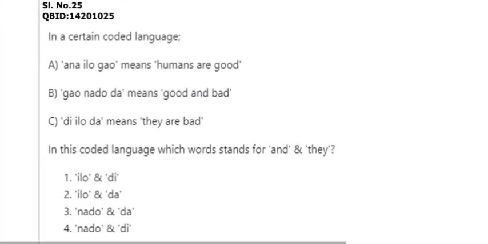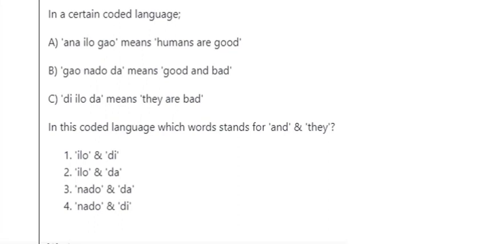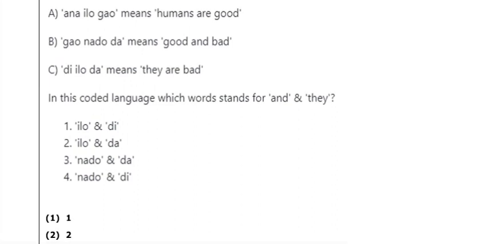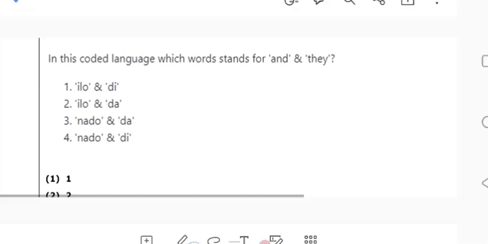25 says in a certain coded language, ana ilo gao means humans are God, gao nado da means good and bad, di ilo da means they are bad. Now in this coded language, which words stand for good and they? So these are the options: ilo and di, ilo and da, nado and da, nado and di. 25, it will be number D, that means nado and di.